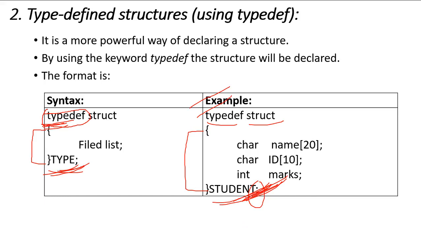And all the fields we are specifying between these two curly brackets, the opening and closing curly bracket. Between these two curly brackets only we are specifying all our fields: a character array to store the name, the ID, then an integer variable to store the marks.